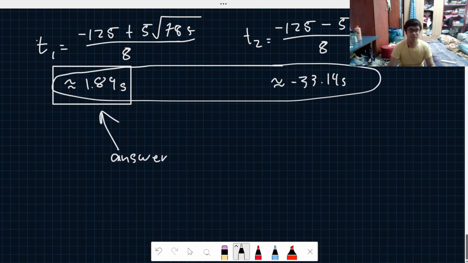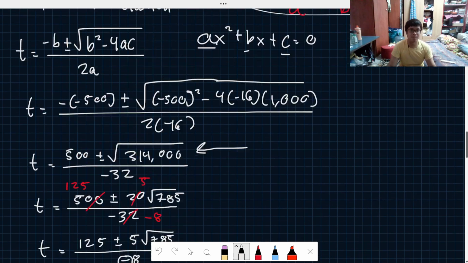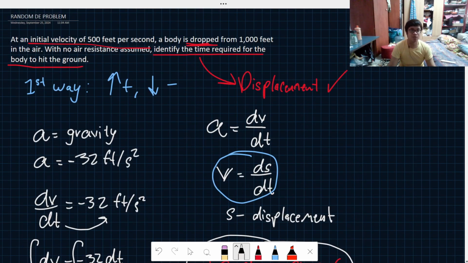So now this is a purely detailed explanation on how to solve this problem via differential equation. And I hope you have learned something in this video, guys.